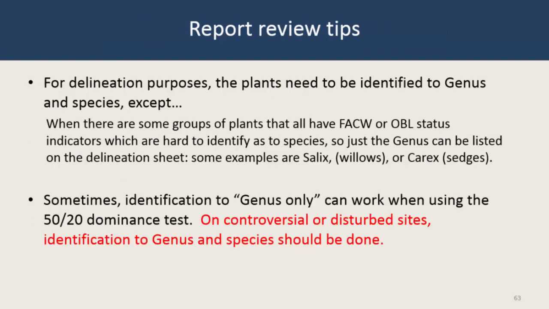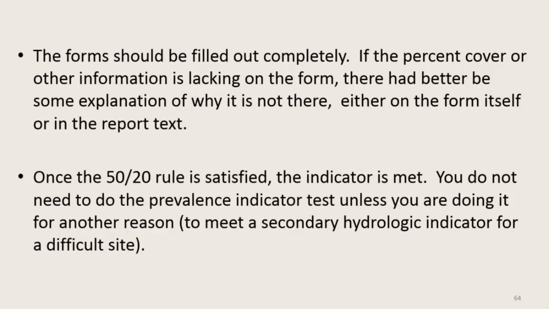For the most part, the plants need to be identified to genus and species. If all the plants in a particular genus have the same status indicator, then it will not matter if the plant is identified to species. But if most of the plants on the form have not been identified to species, there should be a note by the delineator in the comment section as to why the plants were not identified. You may have to reject the delineation report and require the delineator to go back and do more work, especially if it is in a disturbed or a controversial site. Take the time to read the forms to see if everything is filled out to the level that it needs to be. If the 50-20 rule is satisfied, the prevalence index section does not need to be filled out.